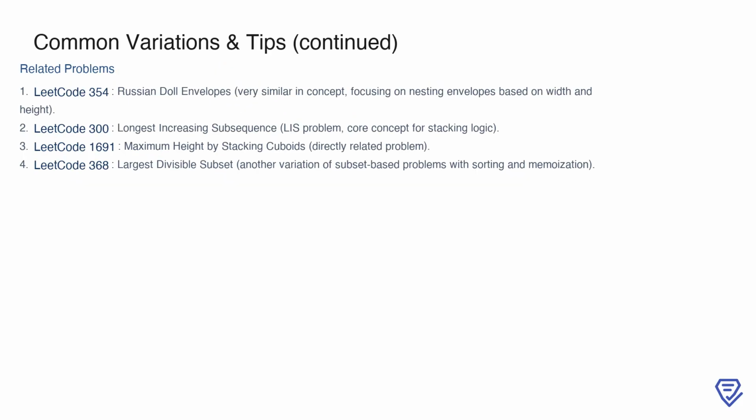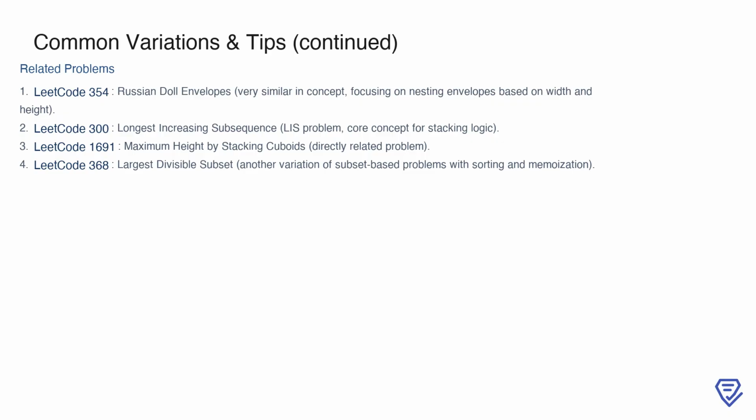It's valuable to see how this problem relates to other problems on LeetCode. For example, LeetCode 354, Russian Doll Envelopes, is conceptually similar, focusing on nesting envelopes based on their dimensions. Another related problem is LeetCode 300, the Longest Increasing Subsequence, which forms the core logic behind stacking cuboids. Of course, LeetCode 1691 is the specific problem we're tackling here, where the focus is on maximizing stack height.